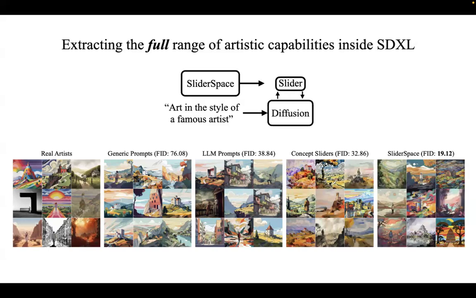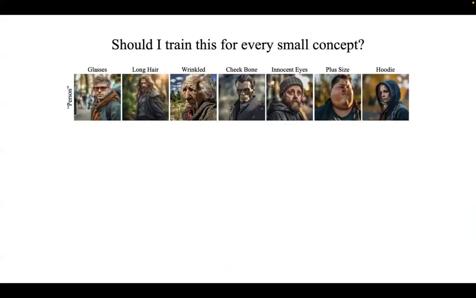Finally, we compare SliderSpace generated images. Essentially, during inference, we simply ask for art in the style of a famous artist. But similar to the generic prompts, in addition to that, we also attach random sliders that SliderSpace has generated or extracted. And we immediately find that this distribution is much closer to the true ground truth that SDXL can mimic. In essence, SliderSpace represents more of the true distribution of what a model is capable of.